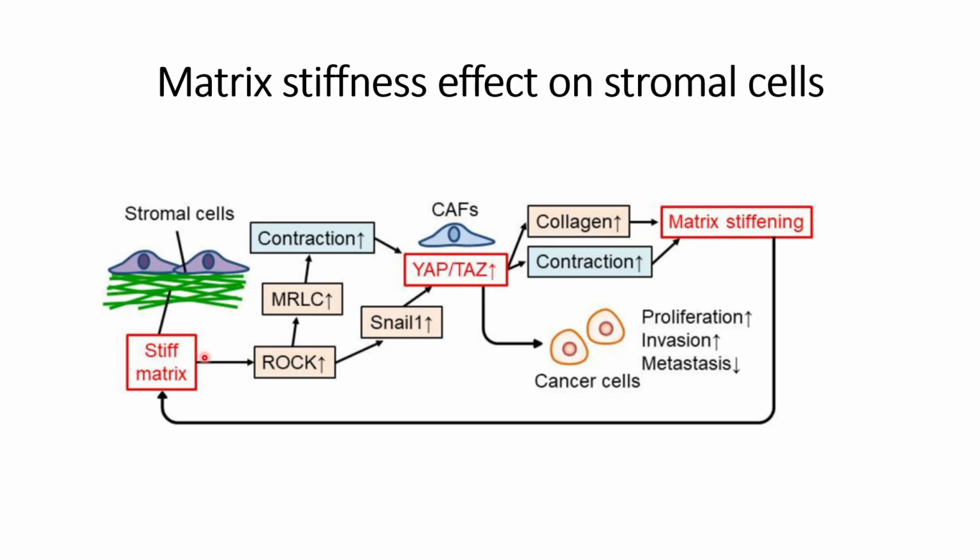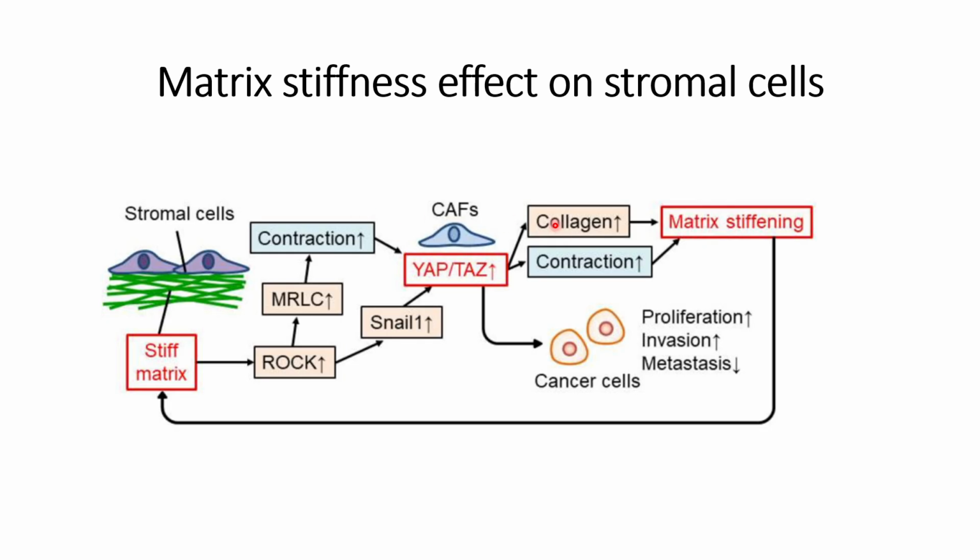So what happens? The matrix stiffness leads to an increase in the ROCK pathway. It will lead to an MRLC increase, and it will cause these contractions. And these contractions will trigger a YAP-TAZ increase. At the same time, this increase in ROCK will lead to a Snail increase, and that will trigger YAP-TAZ upregulation. And this YAP-TAZ upregulation will trigger formation of more collagen.